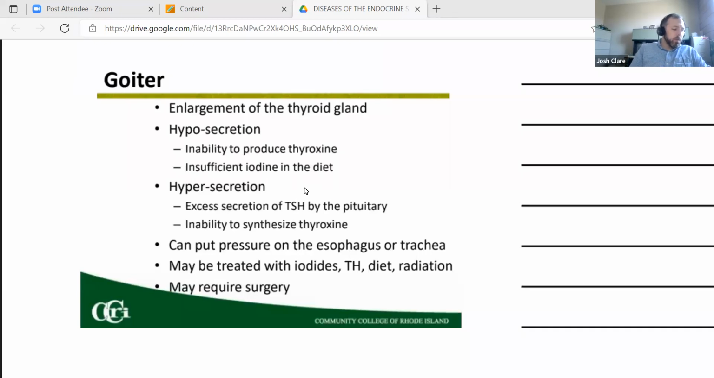Hypersecretion of the thyroid: there is excess secretion of the thyroid stimulating hormone by the pituitary due to a tumor or nodules, or inability of the body to synthesize thyroxine, allowing it to build up. So the goiter can grow large and put pressure on the esophagus or trachea. Could be treated with iodides, thyroid hormone replacement therapy, diet, radiation to shrink it, or maybe surgery to remove the thyroid, after which hormone therapy would be needed.